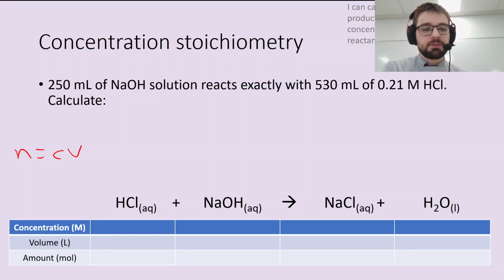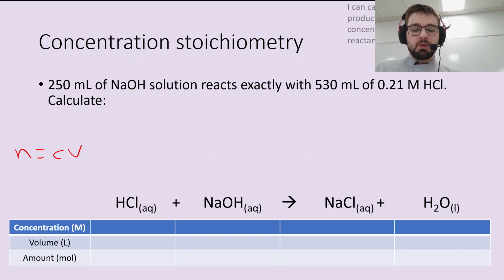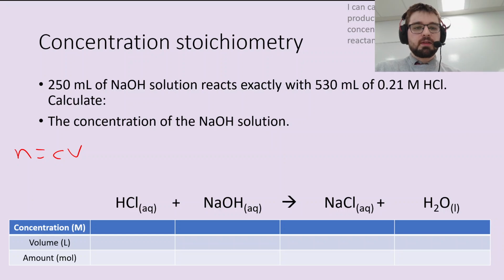A lot of the time you'll get a question and there's a bunch of numbers in it like this, and we want to spot where we can chuck them in. Obviously right now I didn't actually have a question. So: calculate the concentration of the sodium hydroxide. So we want to find this. We've been told the volume of sodium hydroxide, and remember we want to put it in liters, so 0.25. We've been told we have 0.53 liters of hydrochloric acid, and that the concentration of hydrochloric acid is 0.21.